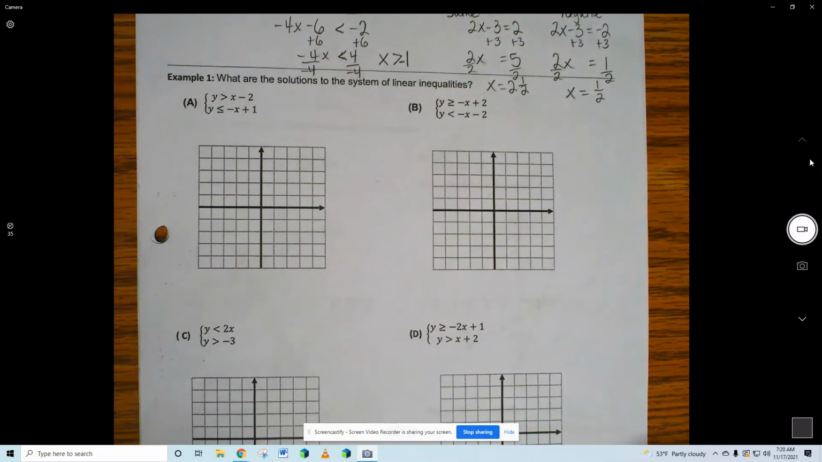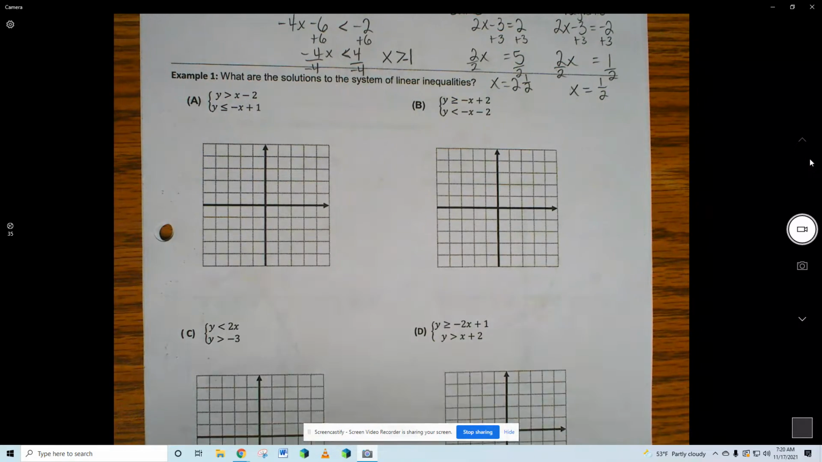All right, now we're getting into today's lesson. All four of these are set up perfectly. In your homework tonight, you're going to have to change them to y equals mx plus b. Remember, when you multiply or divide by a negative number, you flip the inequality.